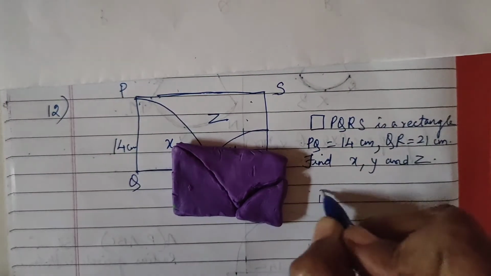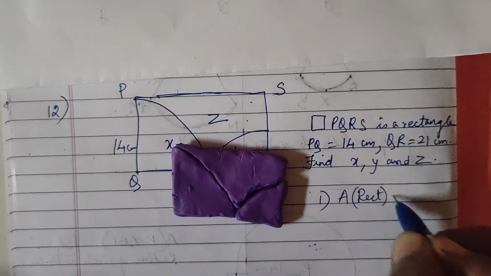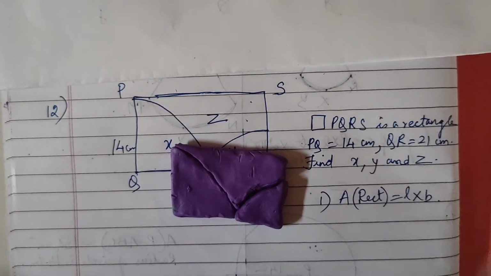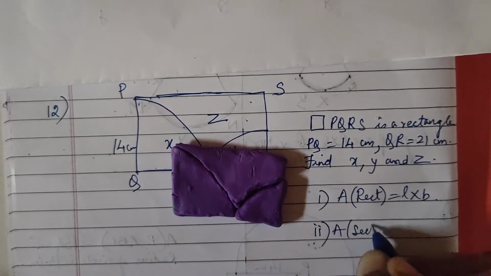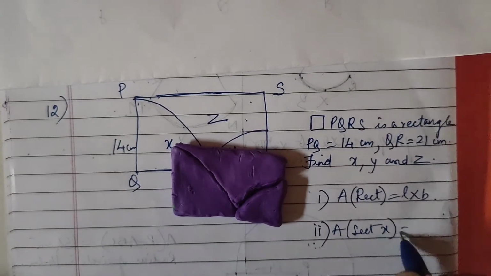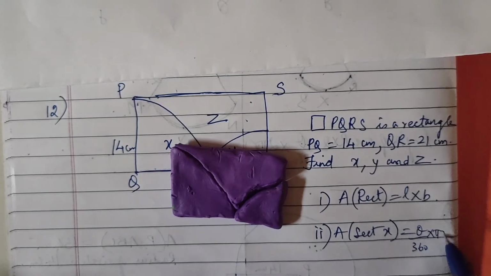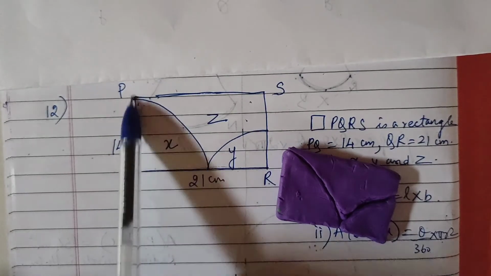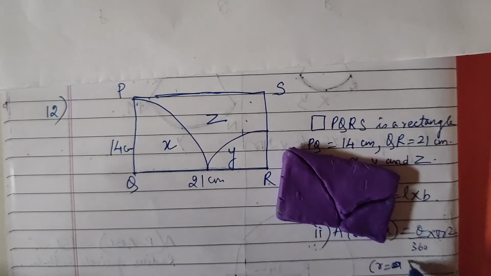So you are going to find it out first. I'm just going to give a hint. You will first find the area of the rectangle, formula length into breadth. Once you multiply 14 into 21, you will get the area of the rectangle. Then second point, you will find the area of the sector X. What is the formula? Theta upon 360 into pi r square. What is the r here? This is the radius, not 14. Yes. So in the place of r, you will use 14 centimeter.